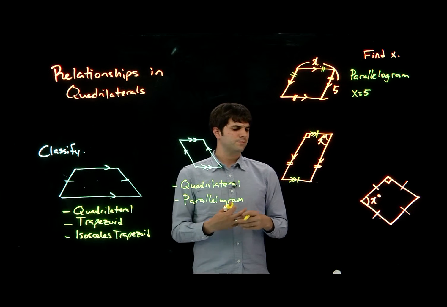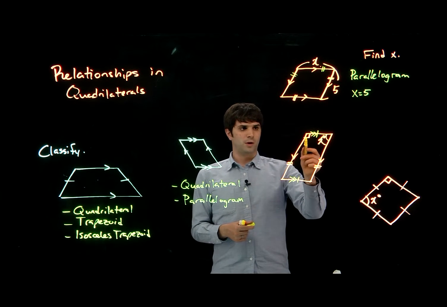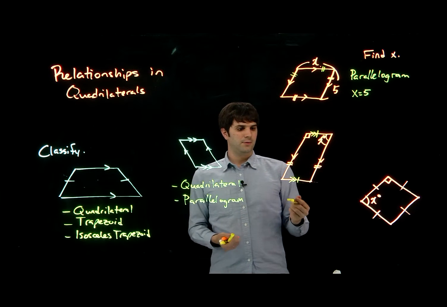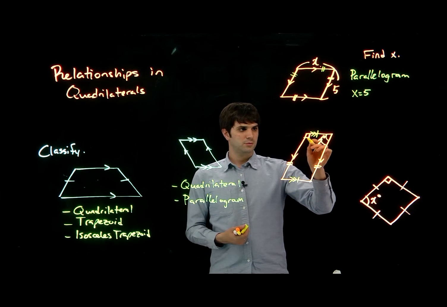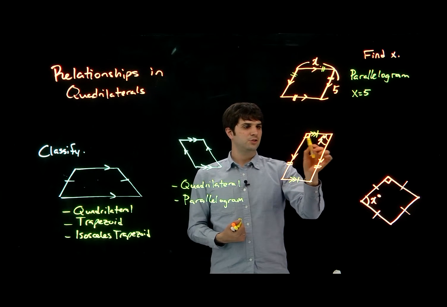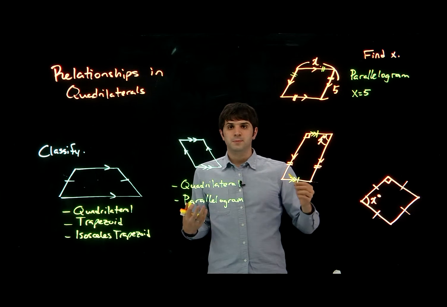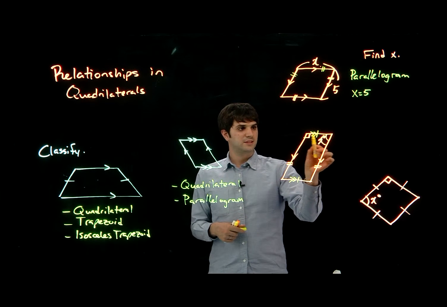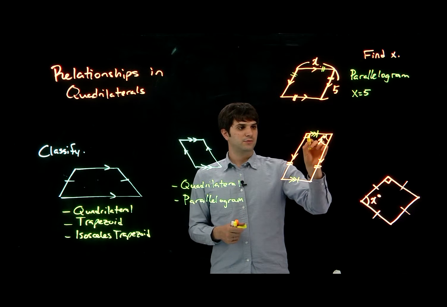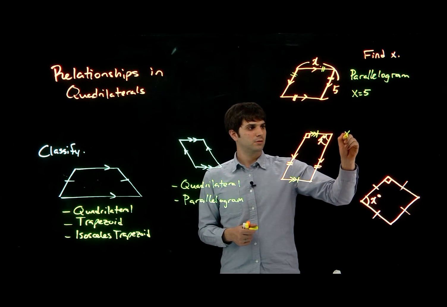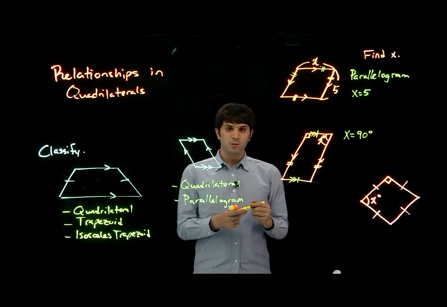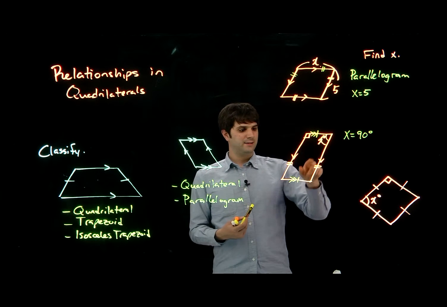So what about our angles? We know this is one right angle. And since this is a parallelogram, any two angles that are next to each other must be supplementary. In other words, this plus this must equal 180. So if this is 90, then x is going to equal 90 degrees as well. So in fact, this is 90, 90, 90, 90.